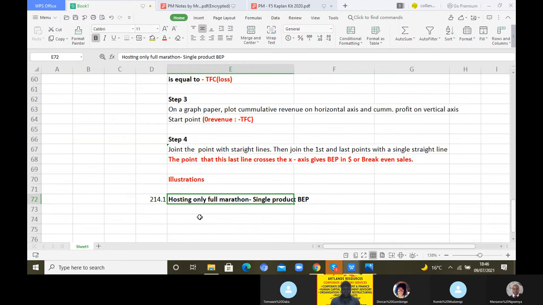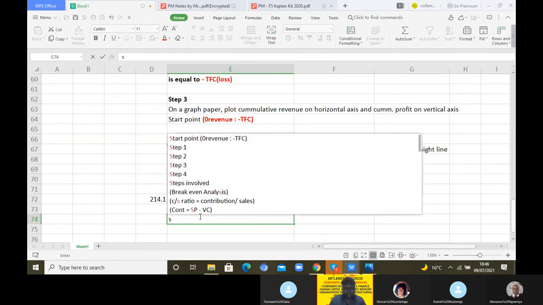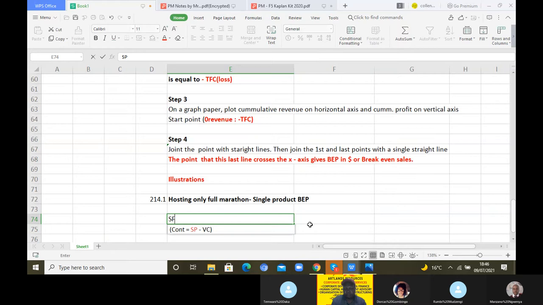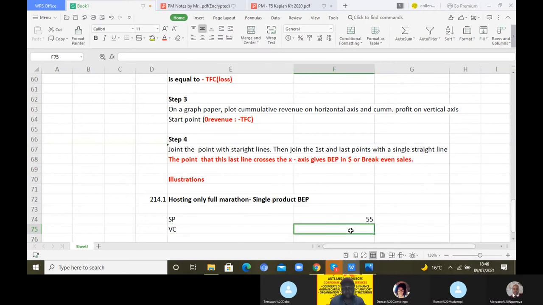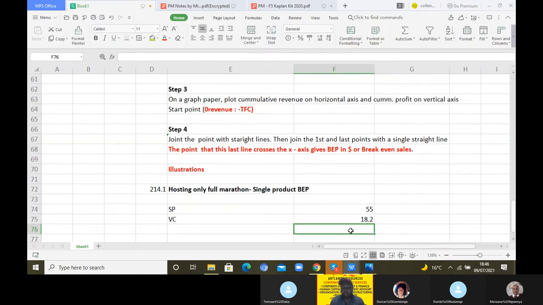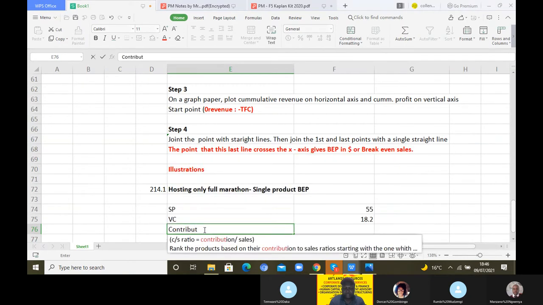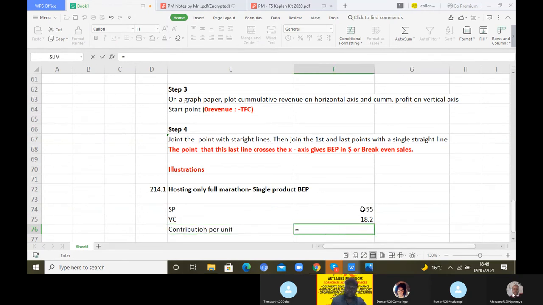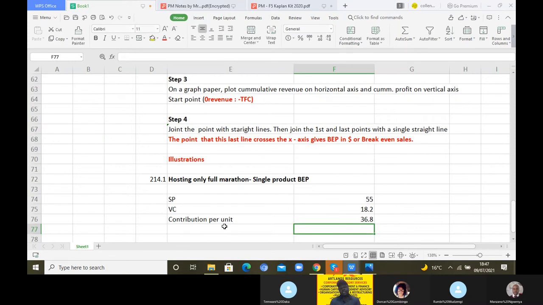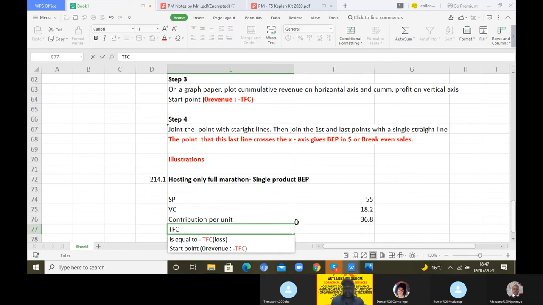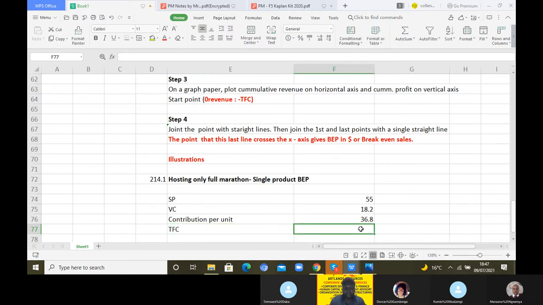So what you simply do is you say selling price we have it is 55. Cost is 18.2 for the full marathon, so we have contribution per unit for full marathon. Remember, contribution, you get it by saying selling price minus variable cost. So it's 36.8. And then we have got total fixed costs. Total fixed costs is 385.